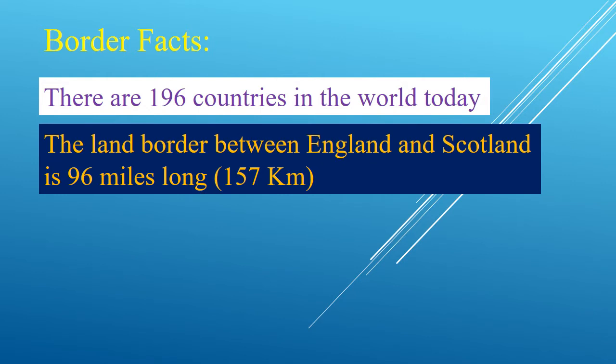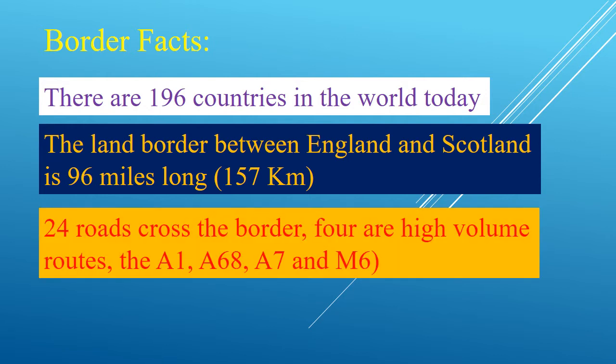Specifically within this island, the border between England and Scotland is 96 miles long. It has 24 roads that cross it, 4 of them the main routes for volume of people and trade, and most of the other roads are located to the east and to the west of the border, with only a few crossing the centre of the border.